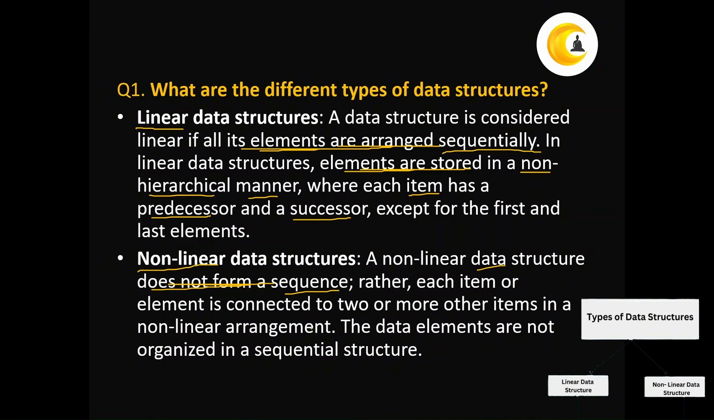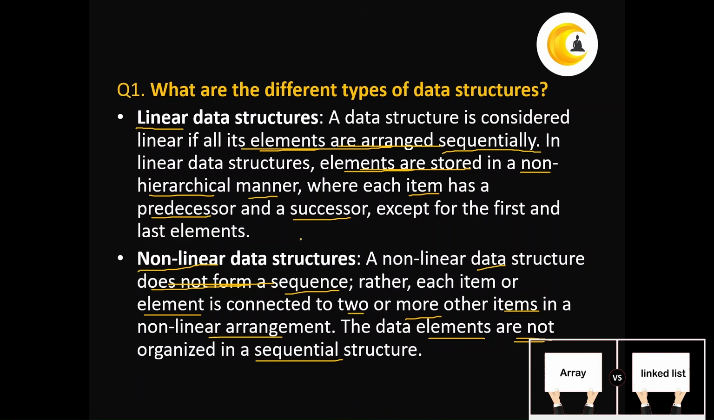But here, an element is connected to two or more items in a non-linear arrangement. Think about a tree, think about a graph. In a tree they are connected to two, like the left child and the right child, but in a graph they have edges and vertices, and there can be a lot of nodes connected to each other, which is more than two. And this data structure is not sequential, so elements are not organized in a sequential structure. So this is the basic difference between a linear and a non-linear data structure, and these are the only two types of data structure.